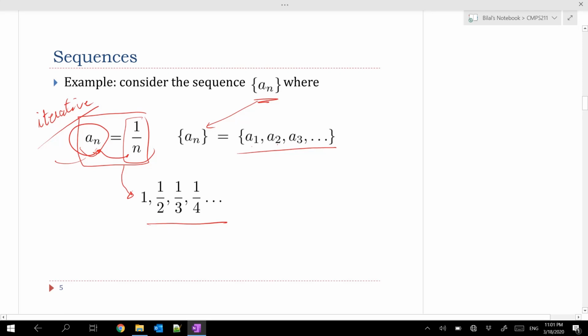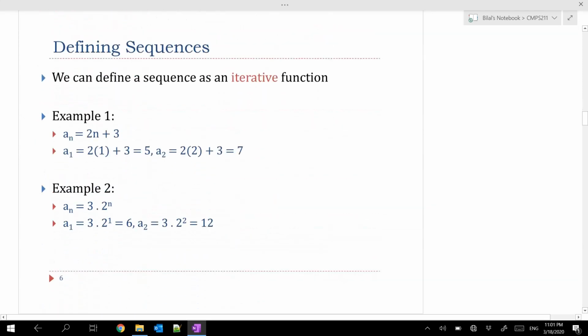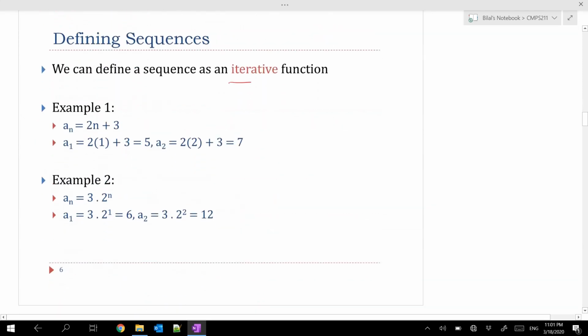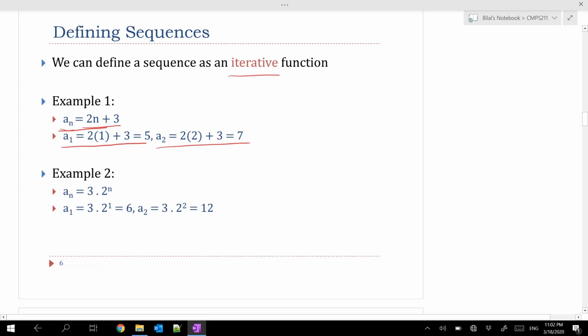So again, to define sequences, we can use an iterative function such as a_n equal to 2n plus 3. It will be definable for all the terms in this case. And once you have this formula, then you can draw out the values of all the terms, a1, a2, a_i, a_n, any term in your sequence. You have another example here.